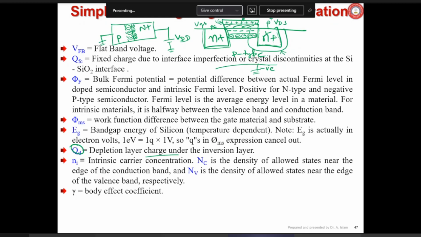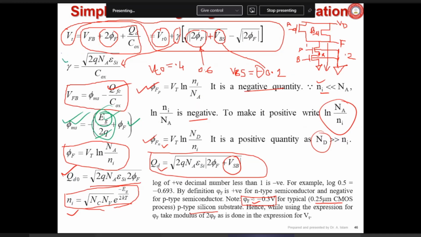Anyway, we should not waste our time, but you understood that the QD we're talking about here is the depletion layer charge under the inversion layer. Now NI definition you all know, intrinsic carrier concentration. NC is the density of allowed states near the edge of the conduction band, and NV is the density of allowed states near the edge of the valence band, respectively. And gamma is the body effect coefficient we discussed yesterday, and this was the equation.